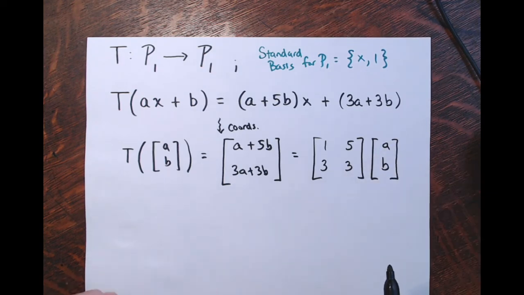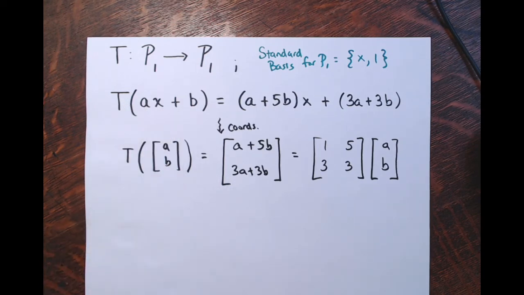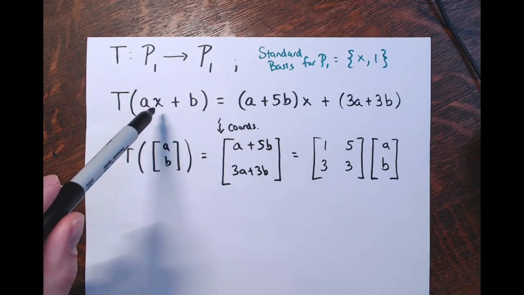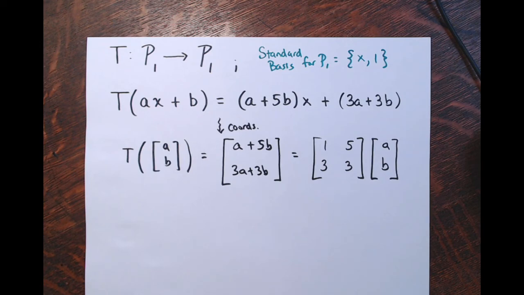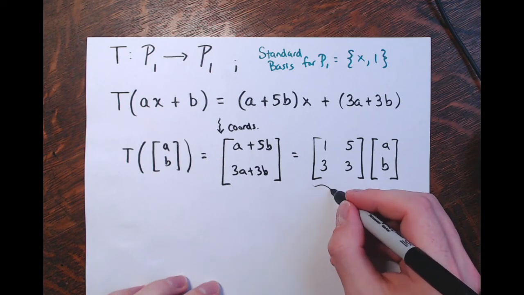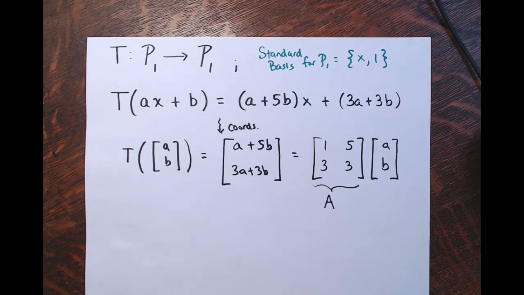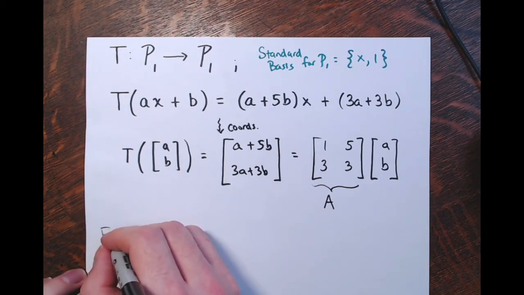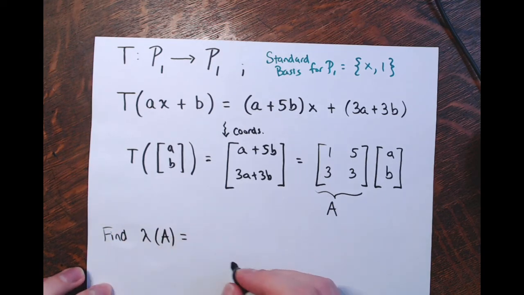Alright, and what I'm going to do here is look for the eigenvalues and eigenvectors of this transformation. So I want to find polynomials that when I plug them in, I'll just get a multiple of that polynomial back. That's just like an eigenvector. And in order to do that, I just need to know what the standard matrix is. So A here, this 1, 5, 3, 3. Find the standard matrix, and let's find the spectrum. First, I'll find the spectrum of this matrix.